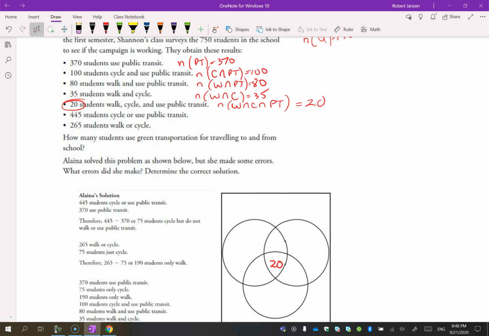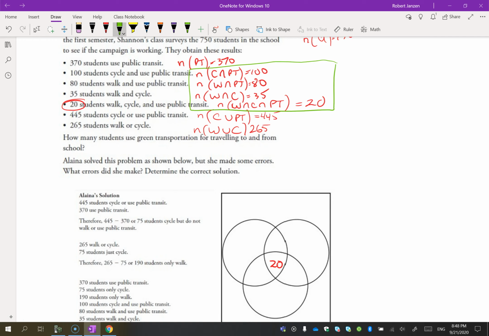And then it says 440 students use cycle or public transit, so the number of cycle or public transit is 445, and the number that walk or cycle is 265. Okay, let's deal with these first.